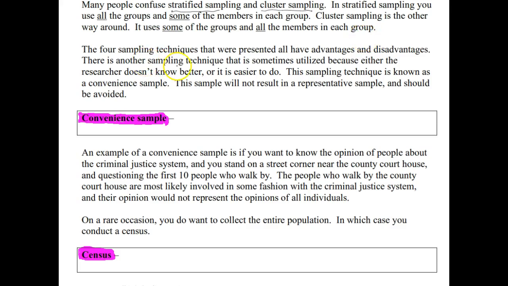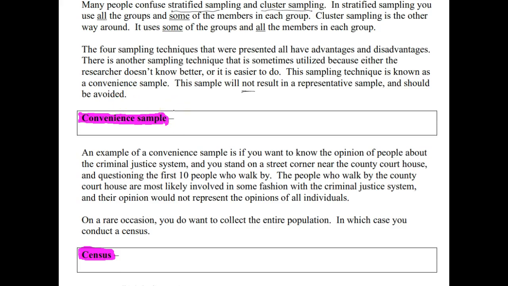So the 4 sampling techniques that were presented all have advantages and disadvantages. There's another sampling technique that is sometimes utilized because either the researcher doesn't know better or it's just easier to do. In other words, it doesn't give us very good samples usually. This sampling technique is known as a convenience sample, and this sample will not result in a representative sample and should be avoided whenever possible.